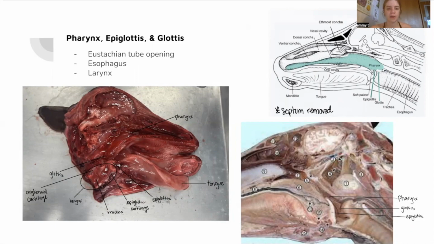Lastly, there's the glottis, which is the part of the larynx opening containing the vocal cords and the space between them. We also have the Eustachian tube opening, which connects the middle ear and the nasal sinus cavity, as well as the esophagus, which is a hollow muscular tube that carries food and liquid from the throat to the stomach, with muscles found at the top and bottom to aid in digestion.